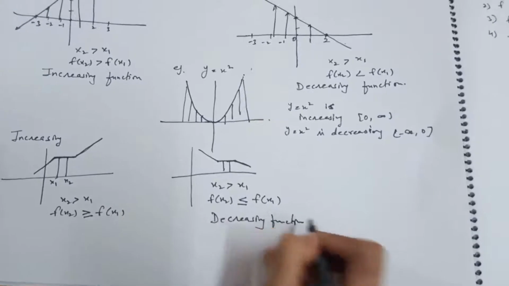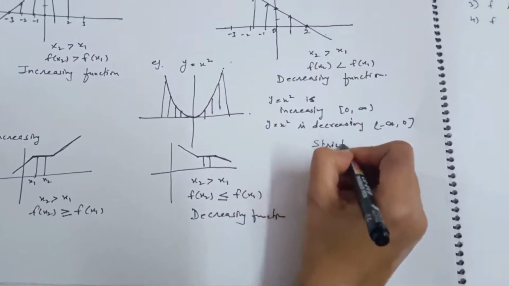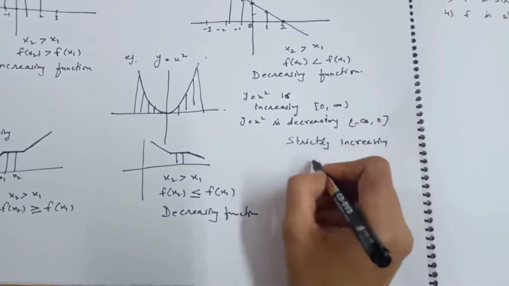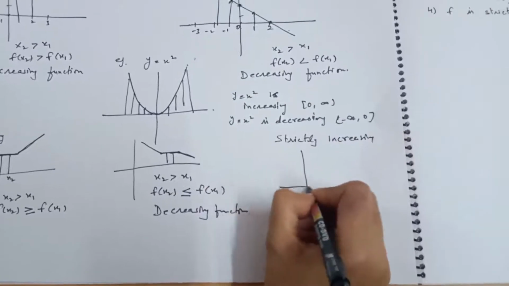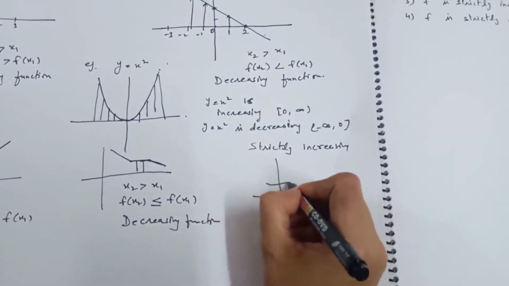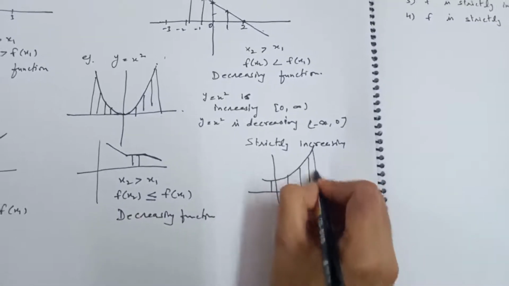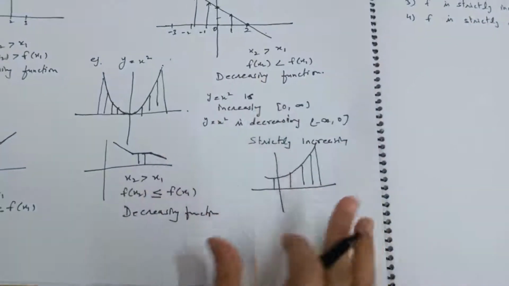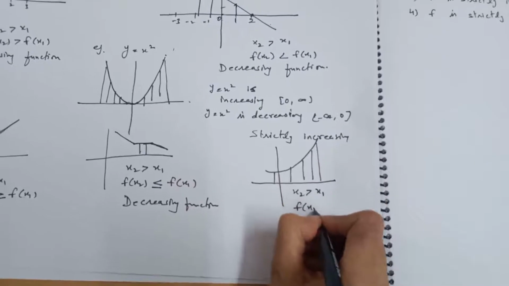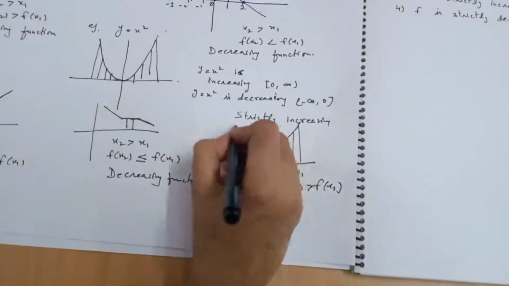Okay, now strictly increasing. What is a strictly increasing function? One in which the equal sign will not come. Increasing means the function is continuously increasing, the value is going higher. That is strictly increasing, equal is not there. So if x2 is greater than x1, then f(x2) is greater than f(x1), that is your strictly increasing.